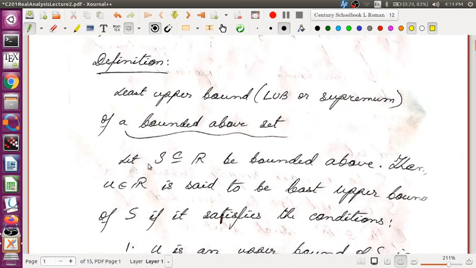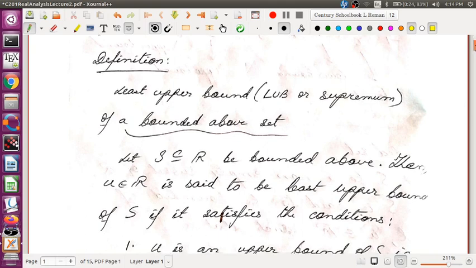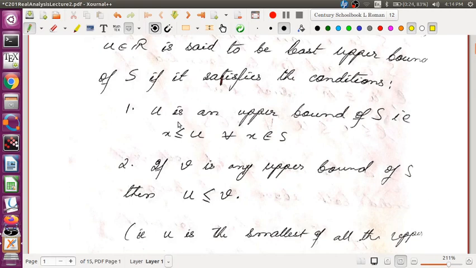So least upper bound: let S be a subset of R, be any bounded above set, then U belongs to R is said to be least upper bound of S if it satisfies the following two conditions. So what are the conditions? First condition is U should be an upper bound. U is an upper bound of S, that is x less than or equal to U for every x inside S. And second condition is if V is any other upper bound of S, then U should be less than or equal to V, because U is the least upper bound, smallest of all the upper bounds.